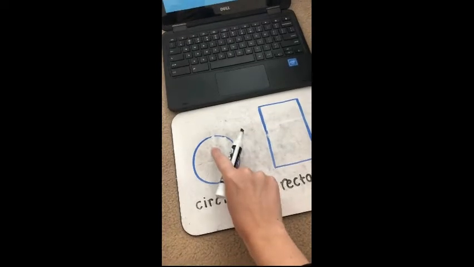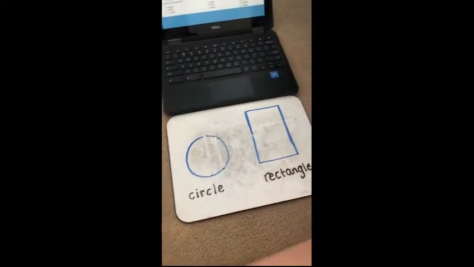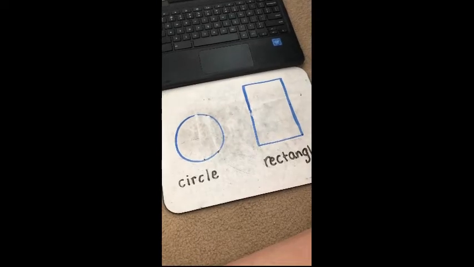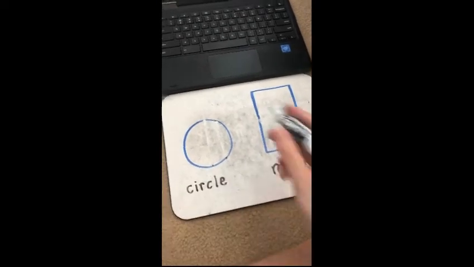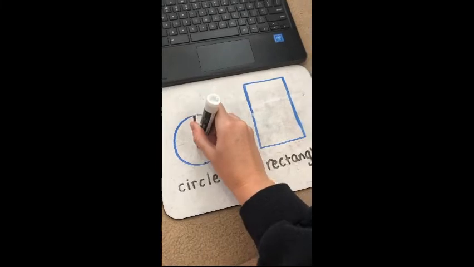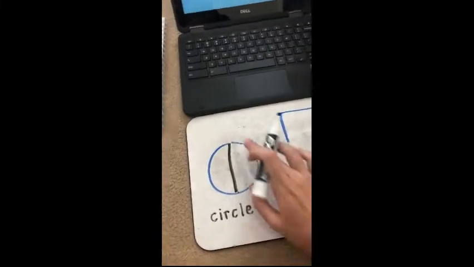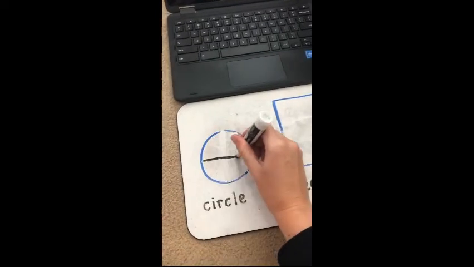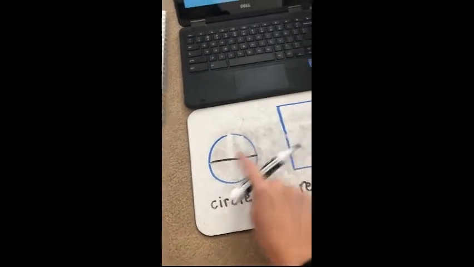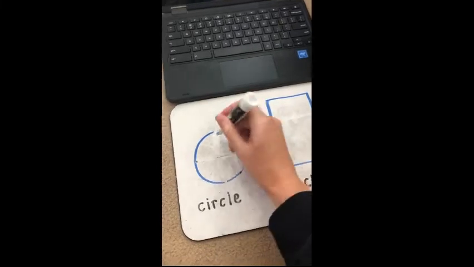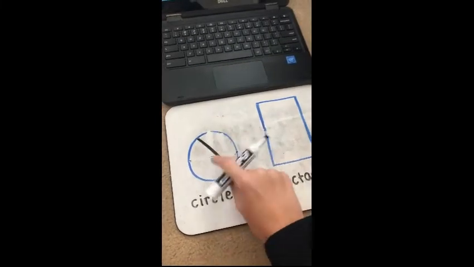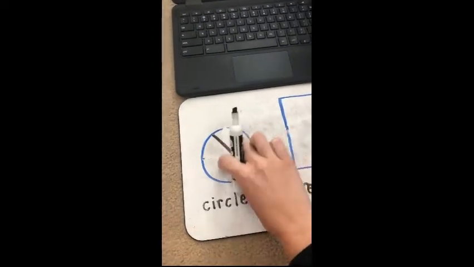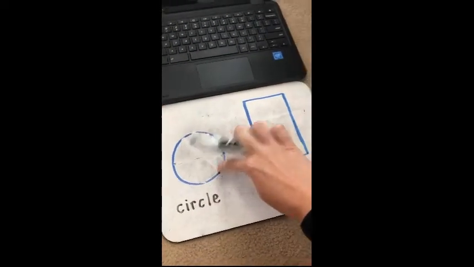I want you to show me, how can you divide a circle into halves? If it looks like this, you did a great job. Mine's a little crooked, but that's okay. You could also divide it in half this way, right? As long as they are 2 equal parts. You could even do a diagonal line, because look, there's still 2 equal parts. All right, halves is 2 equal parts. Good.